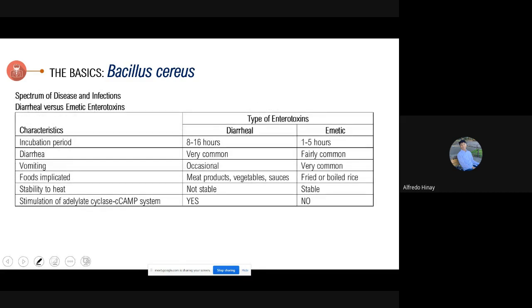So to differentiate the two types of your Bacillus cereus toxins, either it is diarrheal or emetic, we have the following parameters. So with the incubation period naman, class, of your diarrheal, it's longer compared with your emetic. Pag sinabi nating emetic, class, is more on vomiting naman siya. Okay, very common. Emetic meaning vomiting. Diarrheal meaning diarrhea. Di ba? So yung food implication naman, class, pag diarrheal, pag yung nakain mo meat products, vegetables, sauce, diarrheal type siya. Pero pag fried rice or boiled rice, then emetic siya.